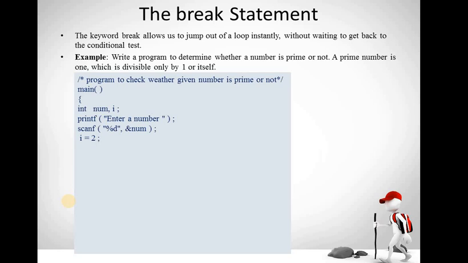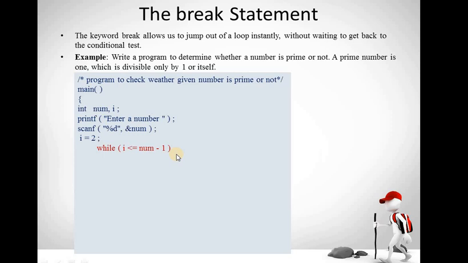I have to save i equals 2. Why? That we will learn in just a couple of minutes. Now over here we are using a while loop. You can see in this while loop, the testing condition is: i is less than or equal to num minus 1.